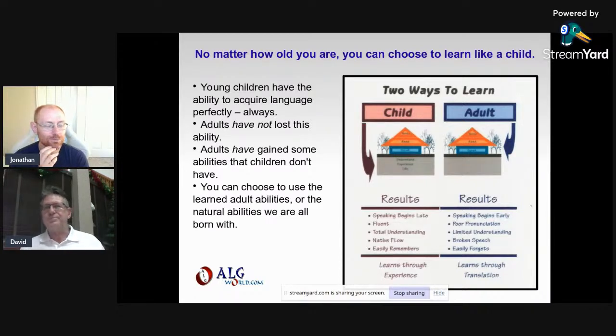But if we'll do what children do, we have the same ability to gain a language in the same way children do it. And we can avoid all the results adults have everywhere, where we try to speak from the start, and speaking is always labored and difficult, and mistakes. That's going to happen for everyone.